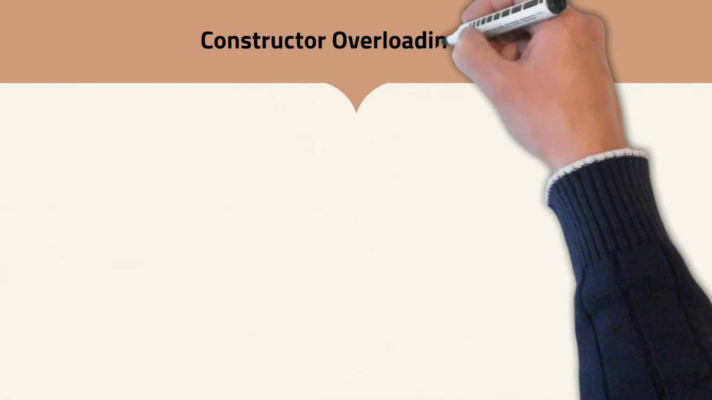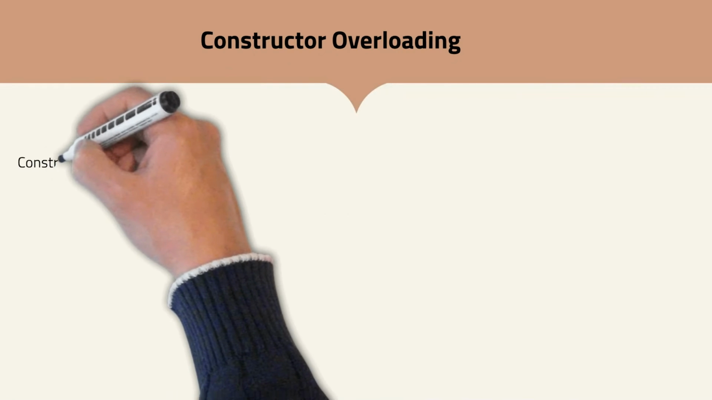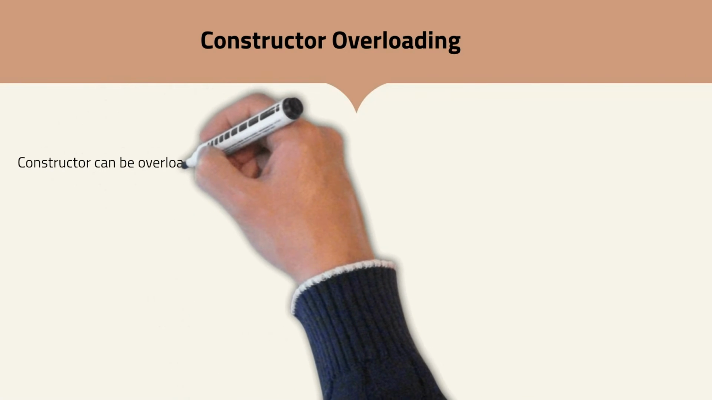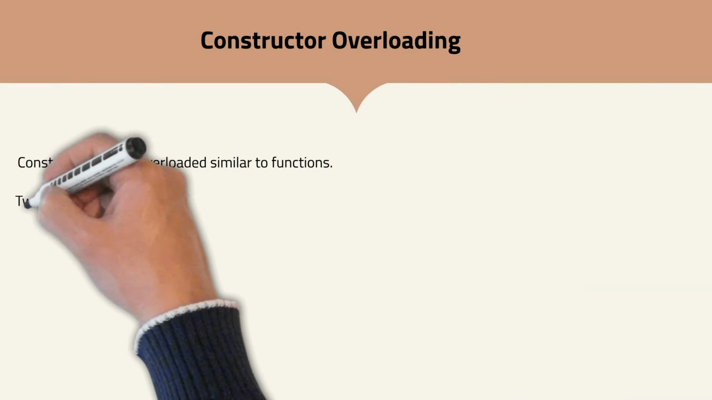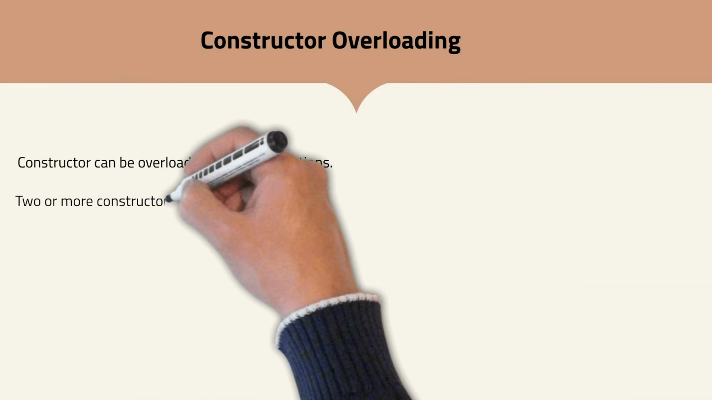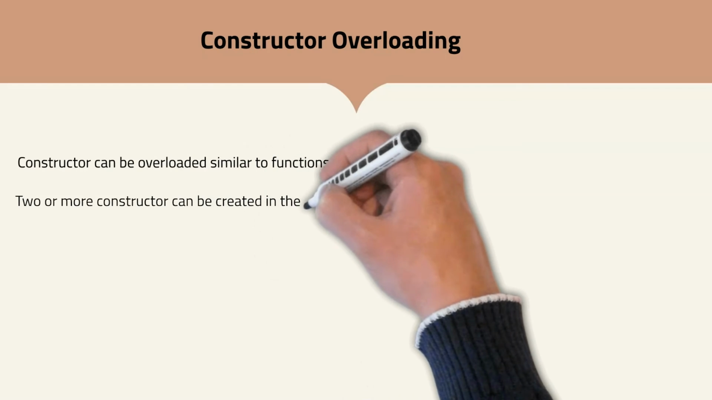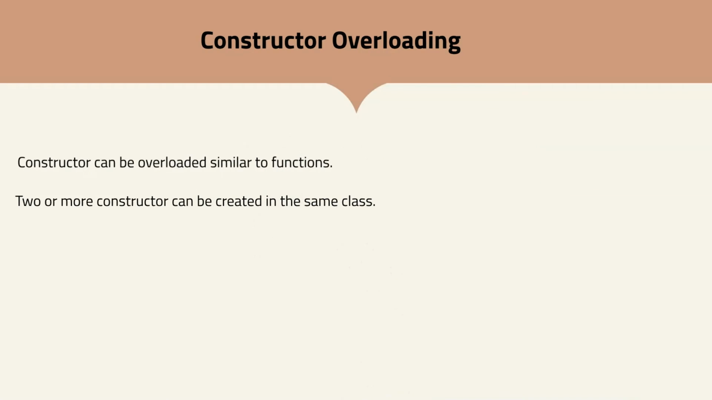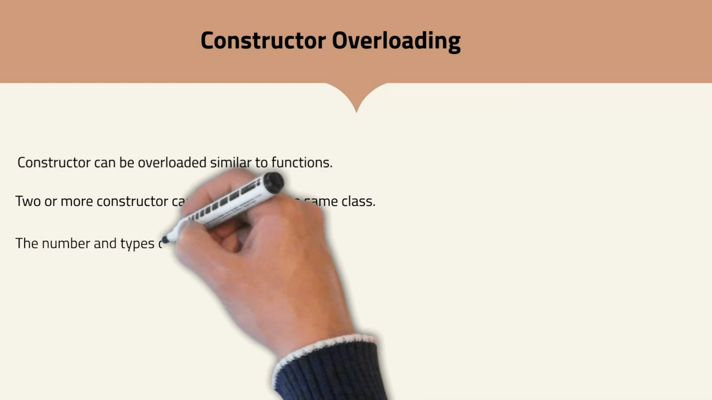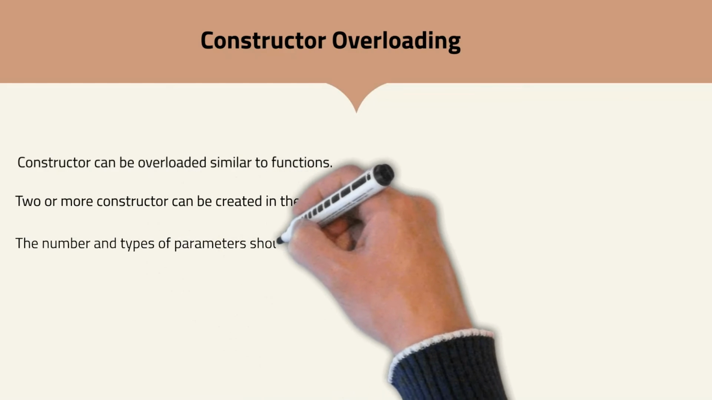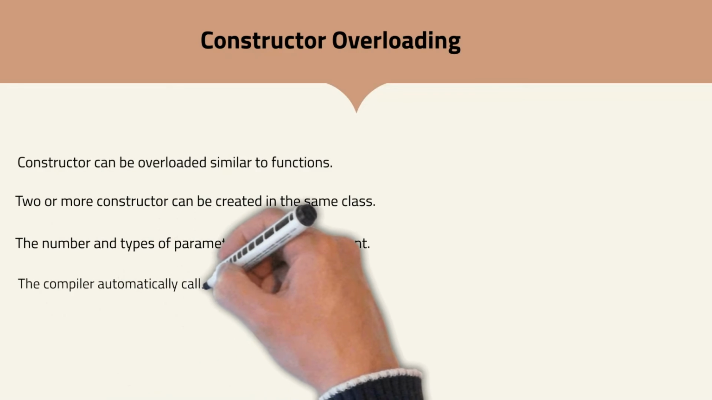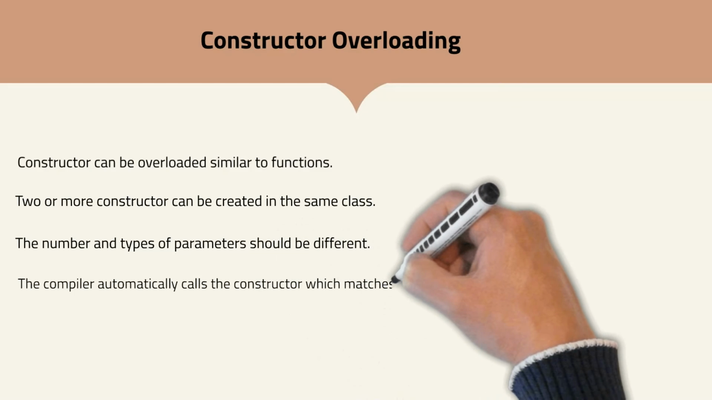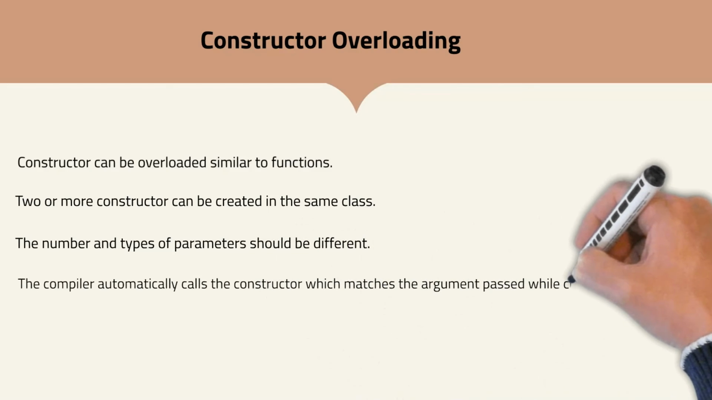Constructor overloading. Like function overloading, we can also overload constructors in C++. 2 or more constructors can be created in the same class. Each constructor created should have a different definition, like a different number and types of parameters. The compiler automatically calls the constructor which matches the arguments passed while creating the object.